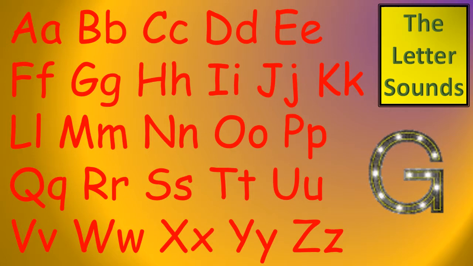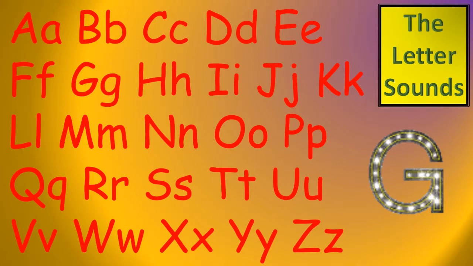The letter T is T, as in top. The letter U is a vowel, so it has two sounds, the long sound and the short sound. The short sound is U, as in cup. The long sound is U, as in mute. The letter V is pronounced as V, as in van. The letter W is W, as in water.